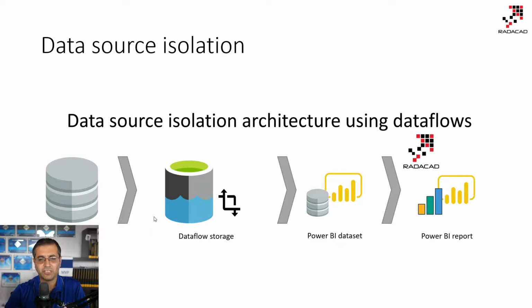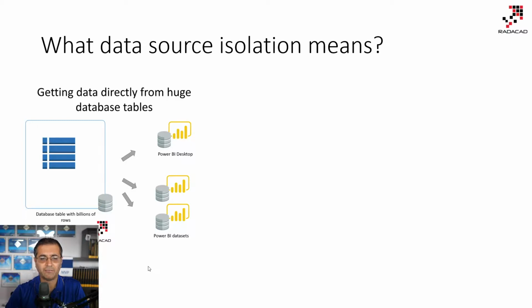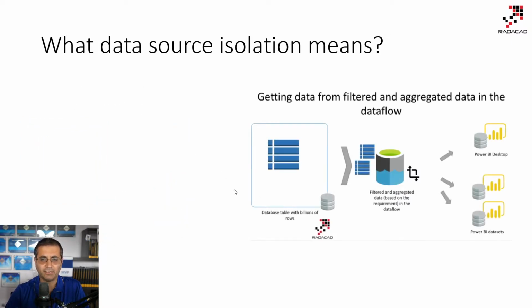A data source isolation example can be like this: I can have multiple Power BI datasets connecting to a database, and this database might have millions and billions of rows, multiple tables, huge database tables, which I might not need all of. What I can do instead is have the data of that database, only part of that data, aggregated, filtered, loaded into Azure Data Lake Storage using Dataflows, of course, and then Power BI reads it from there.